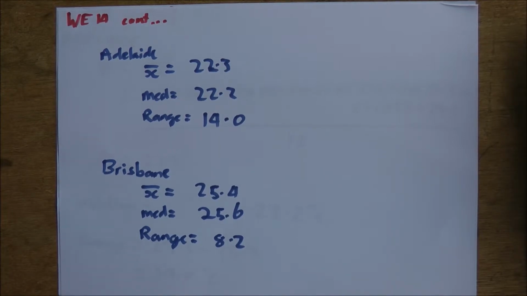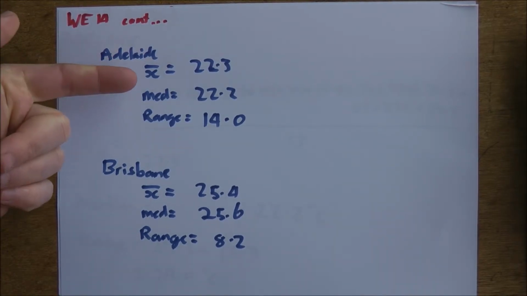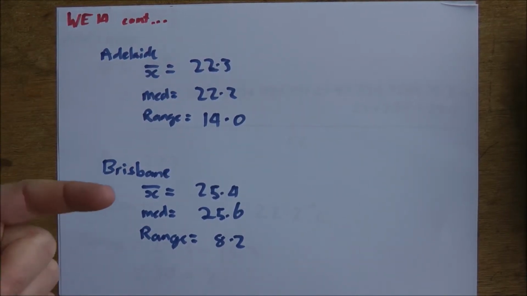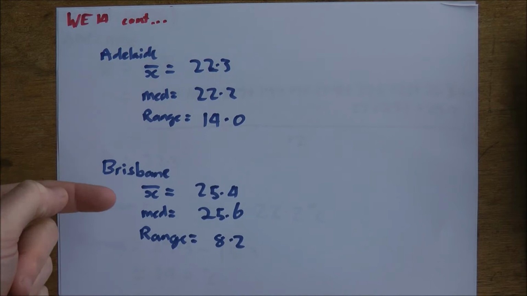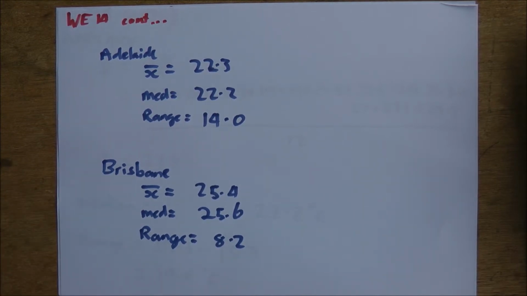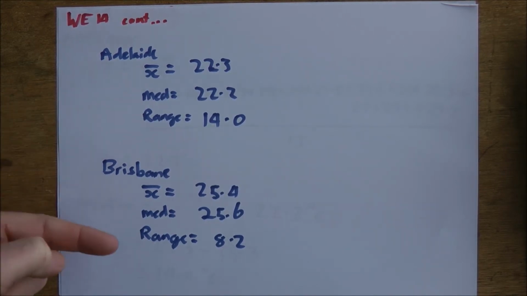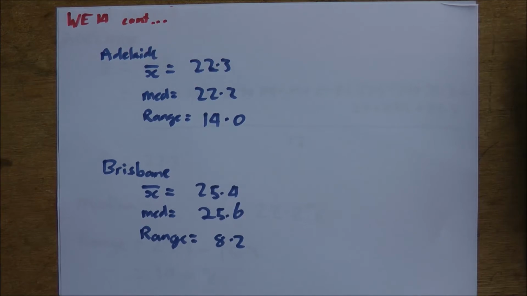So I've summarised my data here. I've got the mean, median, range for both of those cities. And when we had the table before, it was a bit hard to see any sort of trends going on. Now we can start to see what's happening. We can see that the mean and the median for Adelaide is very close to each other, and these are all in degrees Celsius. Brisbane's mean and median is once again close to each other, but the big difference is the range. Adelaide's range of temperature is 14 degrees, Brisbane's is only 8 degrees.